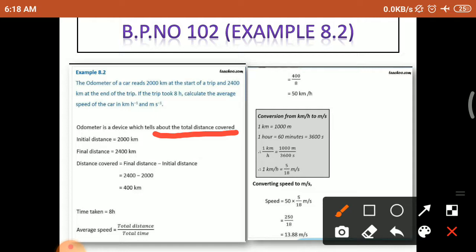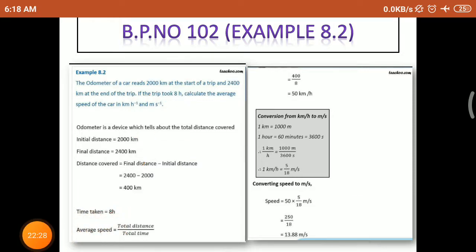The initial distance is 2000 kilometer. The final distance of the trip is 2400 kilometer. So the total distance covered equals final distance minus initial distance. The final distance is 2400 kilometer and the initial distance is 2000. When we subtract 2000 from 2400, we get 400 kilometer. The total time taken for this trip is 8 hours. So total time taken is 8 hours.